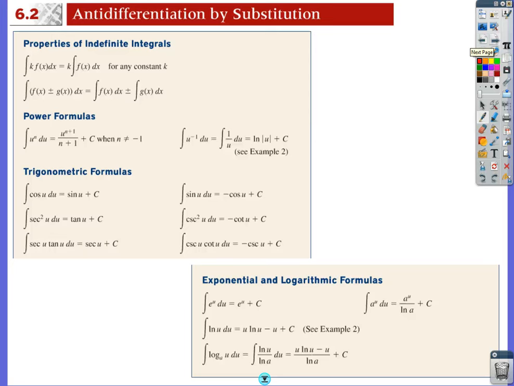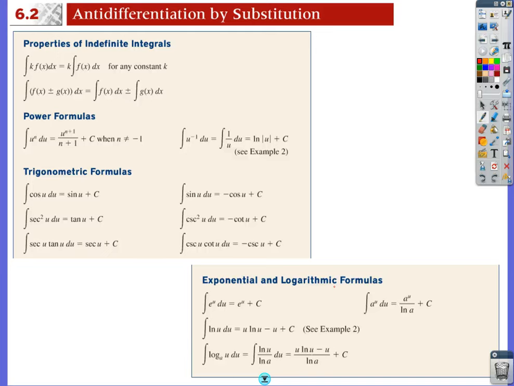Okay? Properties of indefinite integrals. We've already seen these with properties of definite integrals. Those still hold. Okay? The power formula, right? Add one, divide by it. Okay? Trigonometric ones. Cosine becomes sine. Sine becomes negative cosine. All these ones. Exponential and logarithmic ones. Okay? I give you all of those there.